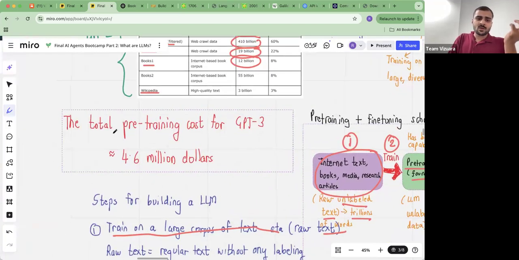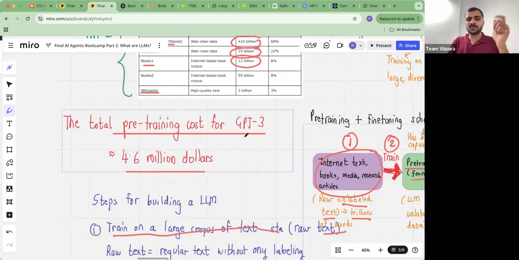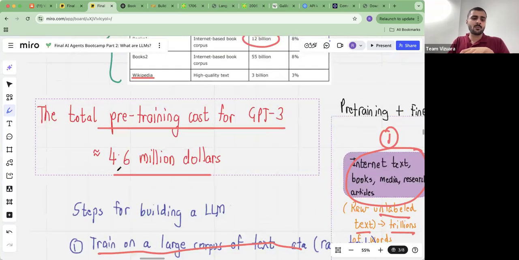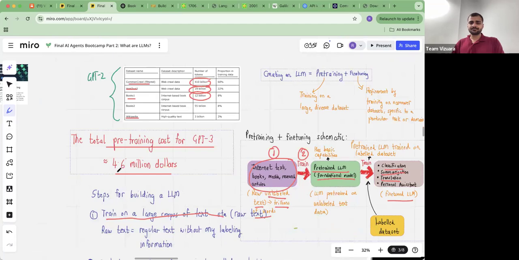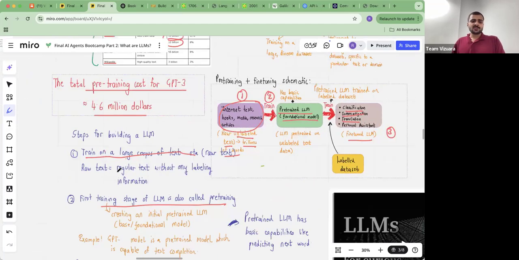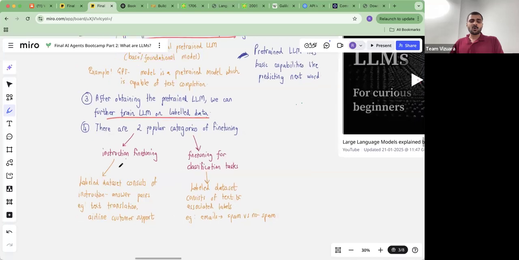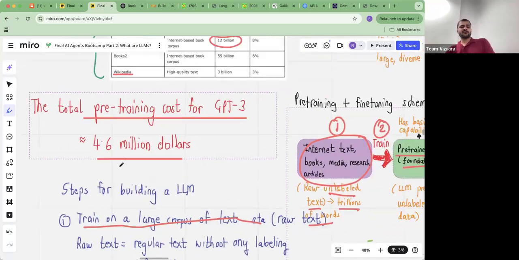And the pre-training cost is huge. For GPT-3 pre-training alone, it costs around $4.6 million. For GPT-4 and for models which have more parameters, it will cost even more. So pre-training foundational models is currently done by labs and startups which have that level of funding and that level of vision. So this is the workflow of how an LLM is built from scratch in the first place.